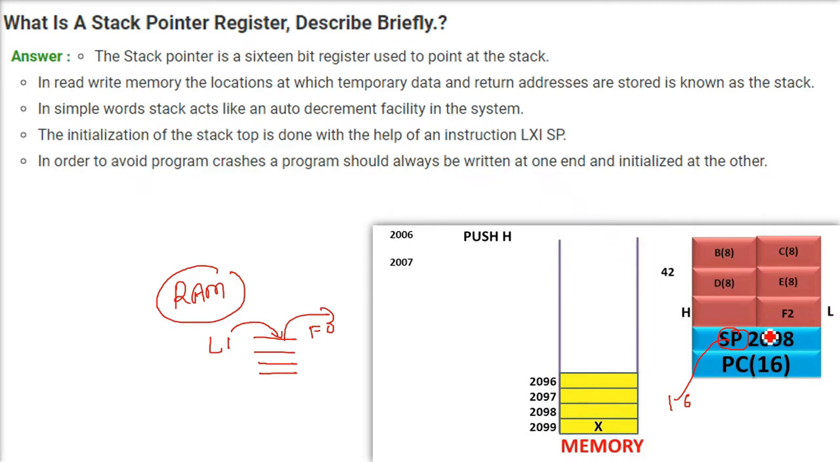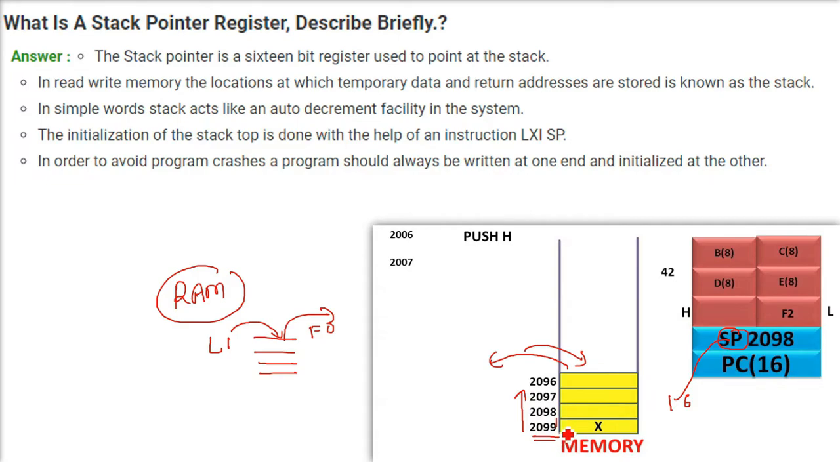So in read-write memory, that is the RAM, is the location at which the temporary data and return addresses are stored. This is known as stack, because we need a certain place to have some return addresses stored, etc. You can just say that the stack acts like an auto decrement facility for the microprocessor. The initialization of the stack top is done with a proper instruction, that is LXI SP. What you see here is the starting address initialization. This initialization is done with a certain instruction.